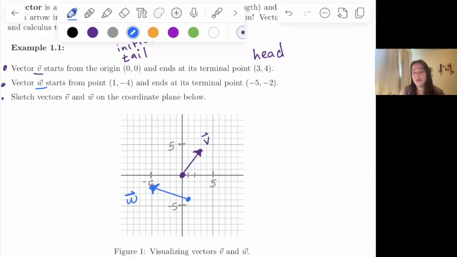So there we have it. We have visualized and sketched vector V and W. Those are what vectors look like, and some notation on how we talk about them, the initial point versus the terminal point, or the tail point versus the head point.